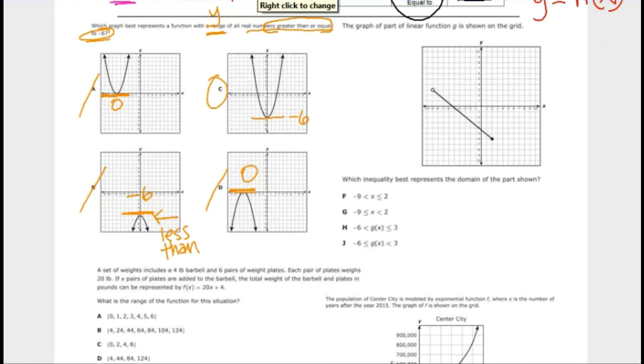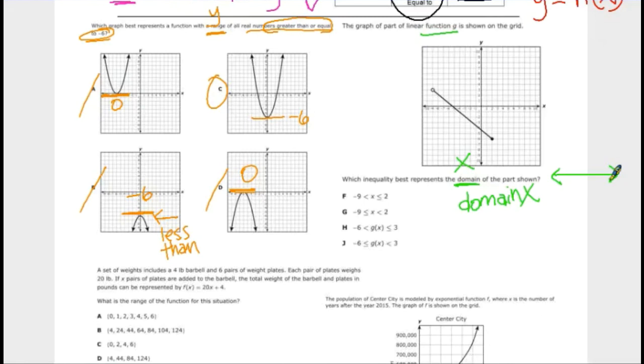Okay, on our problem on the right, it says the graph of part of linear function g is shown on the grid. So they named it function g, so I'm just going to take note of that. It says which inequality best represents the domain. So I'm going to underline that, and remember, domain goes with your x's. Okay, don't forget, we learned domains. Okay, and again, that's going to be from the left to the right side of our graph.